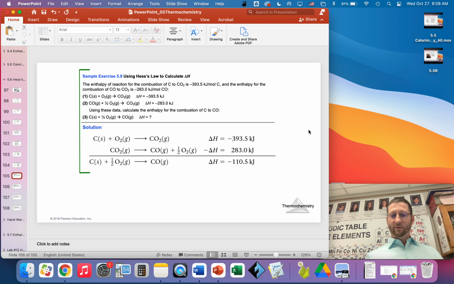Take a look at the answer key. Sure enough, negative 110.5 kilojoules.